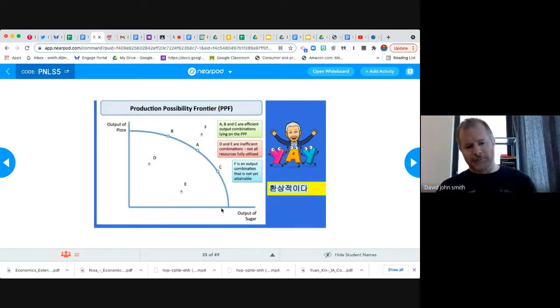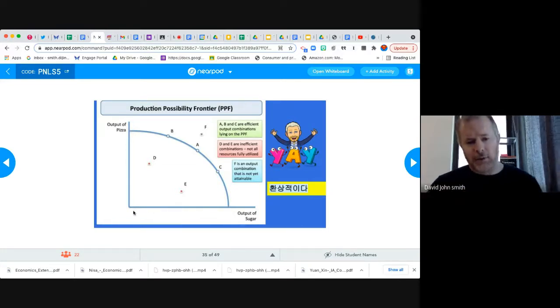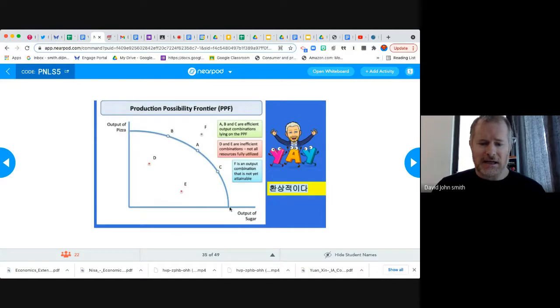Now, if we were to use every single resource we've got to just produce pizza, then we'd end up here. That point there is the limit to the total amount of pizza we can make. If we were to put all of our resources into the production of sugar, then we would go all the way down to this point, and that point there would be the maximum amount of sugar we could produce.